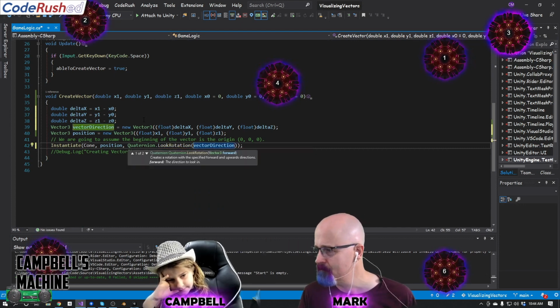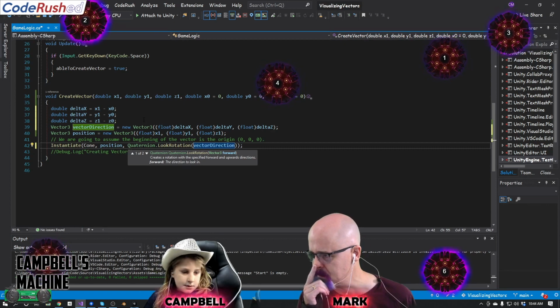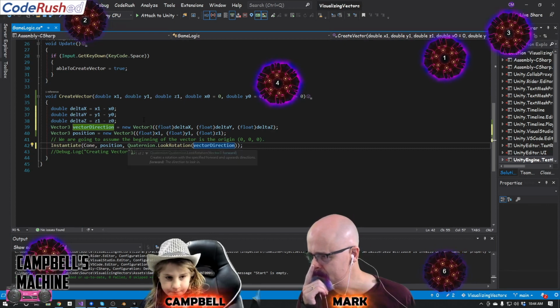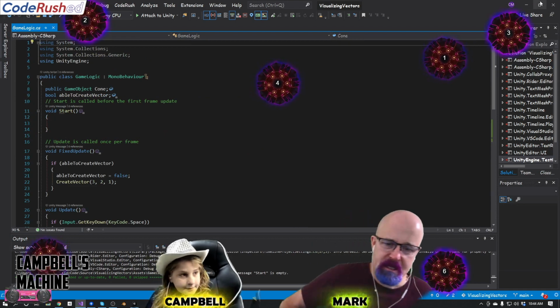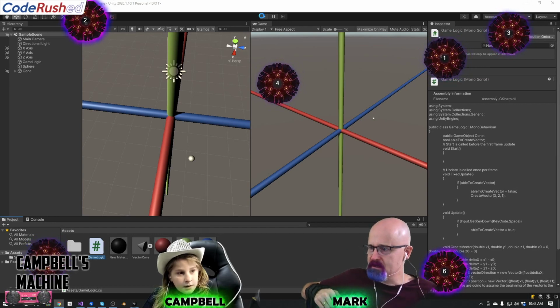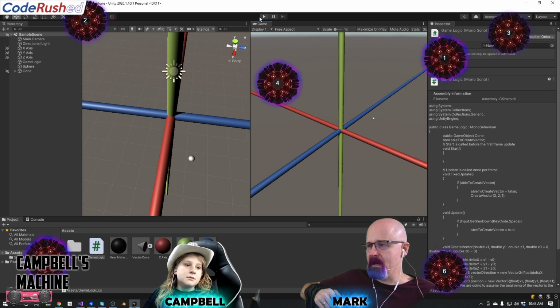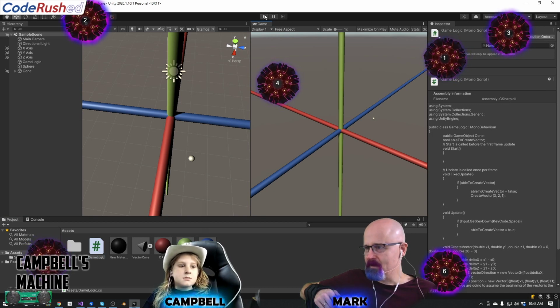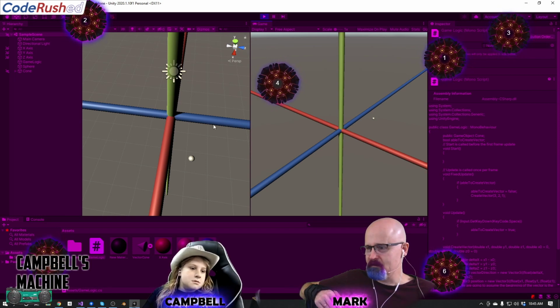I don't know. Look rotation. Creates a rotation with the specified forward and upwards directions. I don't know if it'll work or not, but let's run it. I want to save it and see, is the cone actually pointing from the origin out to it? Because the last time we checked it, it was not. If it is, I'll be happy, and if it's not, I'll be sad. Not that I'm pinning my emotional state on the outcome of our code, Campbell. Sometimes I do that.